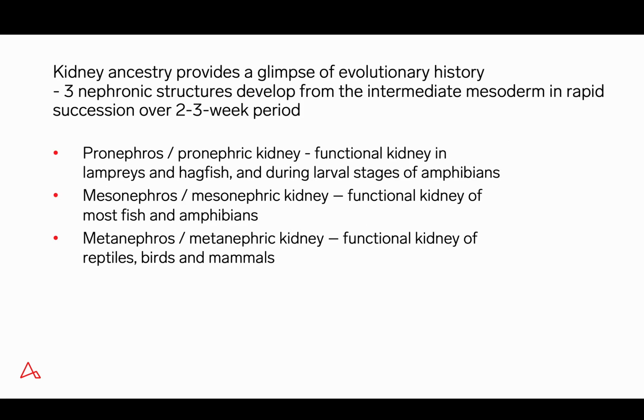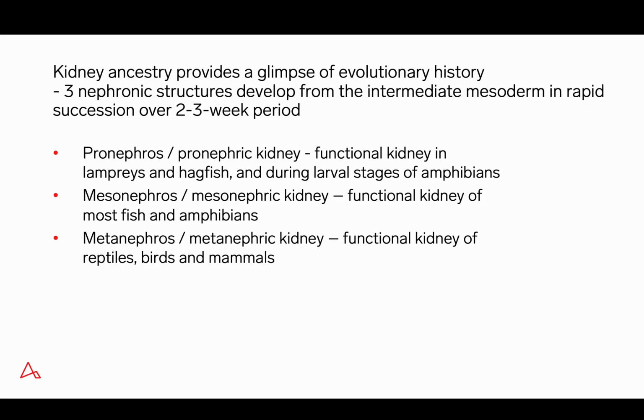If we look at human kidney ancestry, it provides a glimpse of evolutionary history. And by that I mean there are 3 nephronic structures that develop in rapid succession over a 2 to 3 week period. This includes the pronephros or pronephric kidney, mesonephros or mesonephric kidney, and the metanephros or metanephric kidney, the definitive adult kidney of humans.